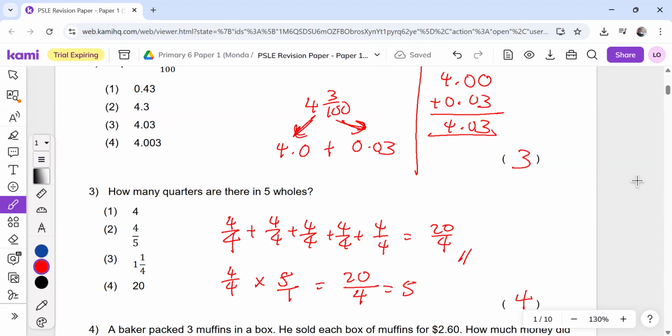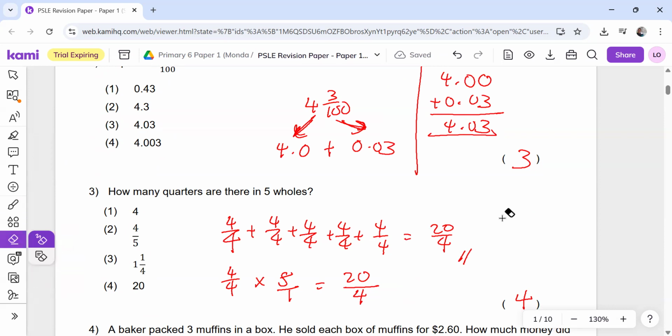Wait. Sorry, 20. Oh, actually, Miss Tan should not do that. I think I should not do this. I should not take 4 quarters times 5 because it gives a different answer. Okay, I should not do this. This is not a good way to do it.